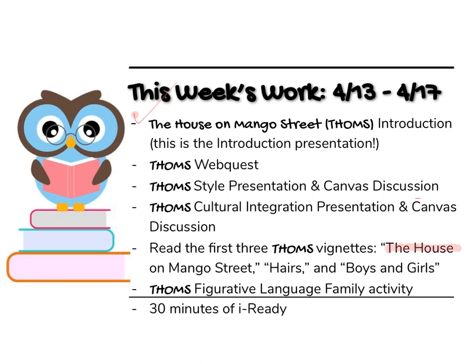Okay, we've got The House on Mango Street. The first vignette is the title vignette of the book. Hairs is the second one. Boys and Girls is the third one. Oh, just kidding. You're only going to read the first 3. So read the first 3. If you have a hard copy of the book, the first 3 vignettes is like 4 pages, if even that. They're not very long. And then finally, you are going to complete the figurative language family activity. All of this is on Canvas. It should walk you through everything with your normal Canvas calendar assignment stuff. But if you have any questions, certainly let me know.